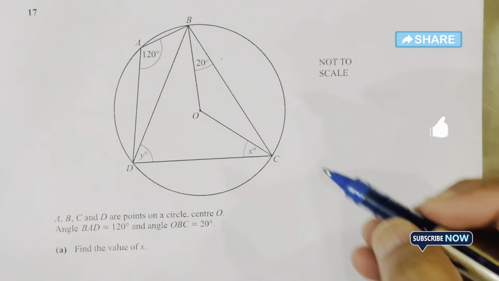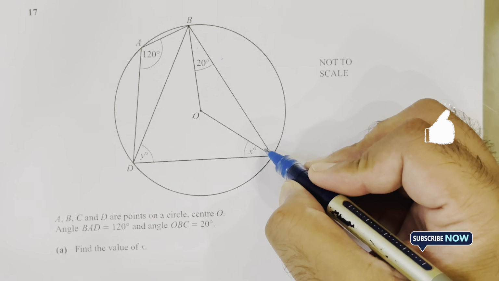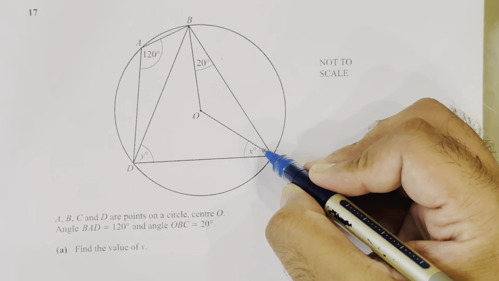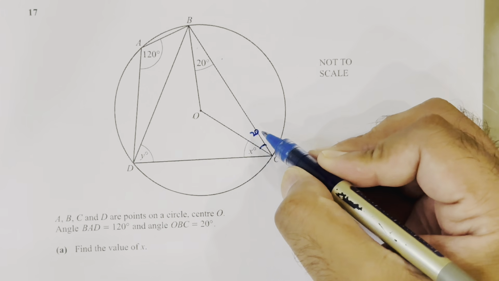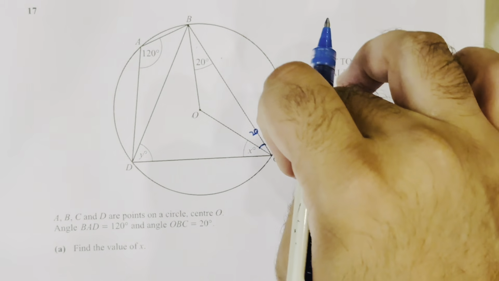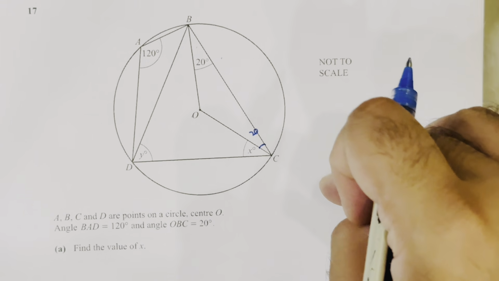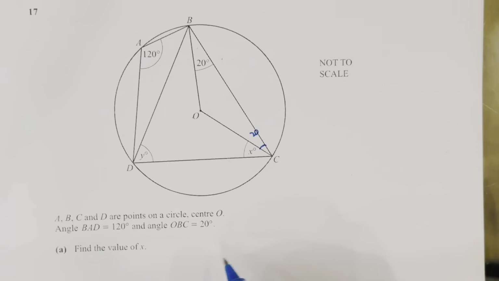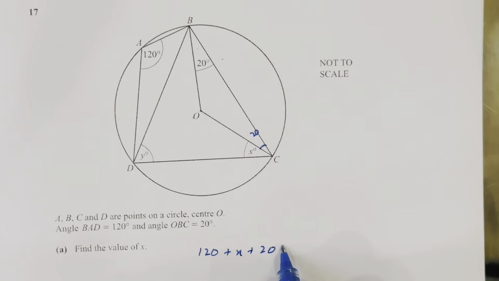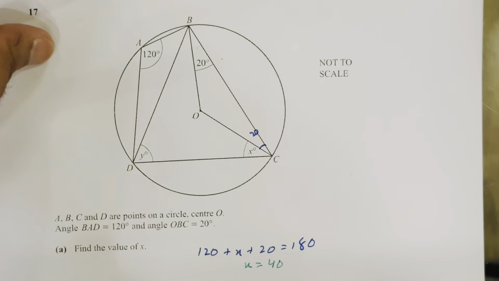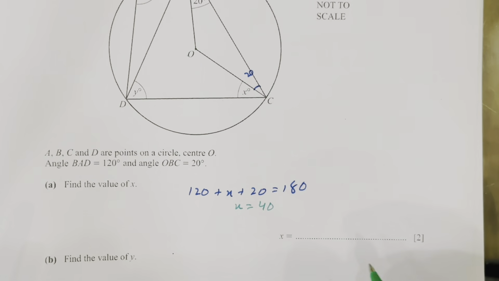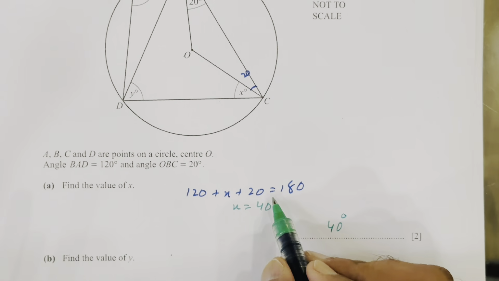Okay, we know that OB and OC are radii, so this angle would also be equal to 20 degrees. And if this is a cyclic quadrilateral ABCD, it means that these angles should add up to 180 degrees. So we're going to calculate like that: 120 plus x plus 20 is equal to 180. After solving it, we get the value of x, that is equal to 40 degrees. So we're going to write our answer: x is equal to 40 degrees.